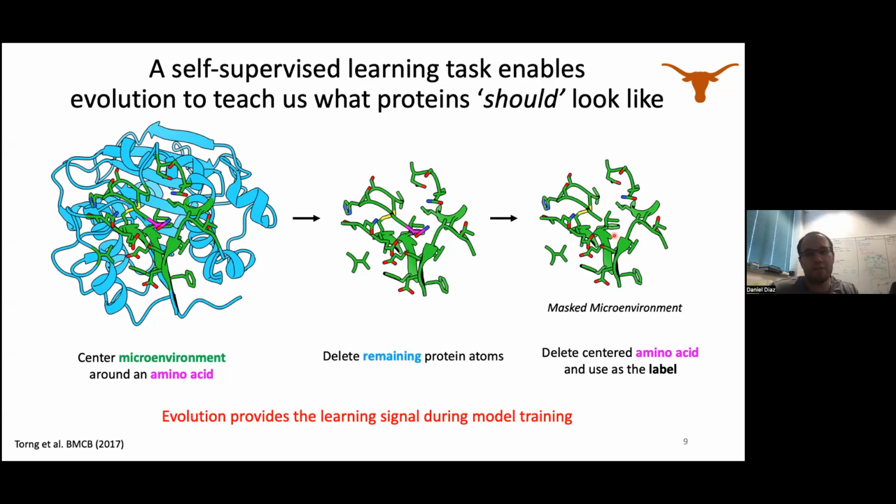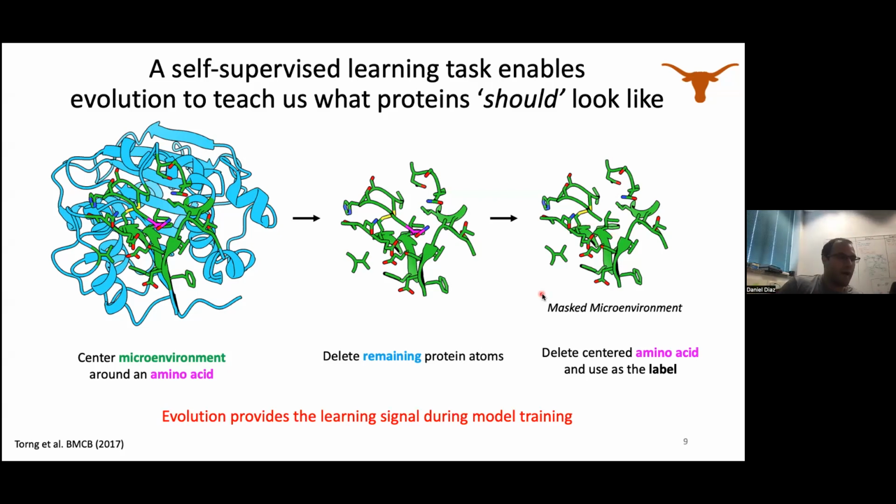And we like to think of this as having evolution provide the learning signal during training, because all the proteins that we're using are from nature. So they've had millions to hundreds of millions of years to evolve and mutate and to give us these stable 3D structures, which we can observe and crystallize.